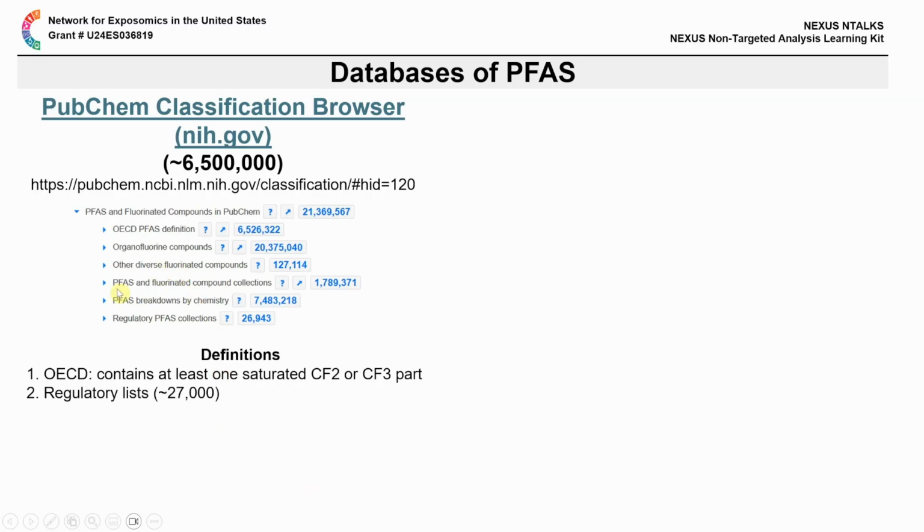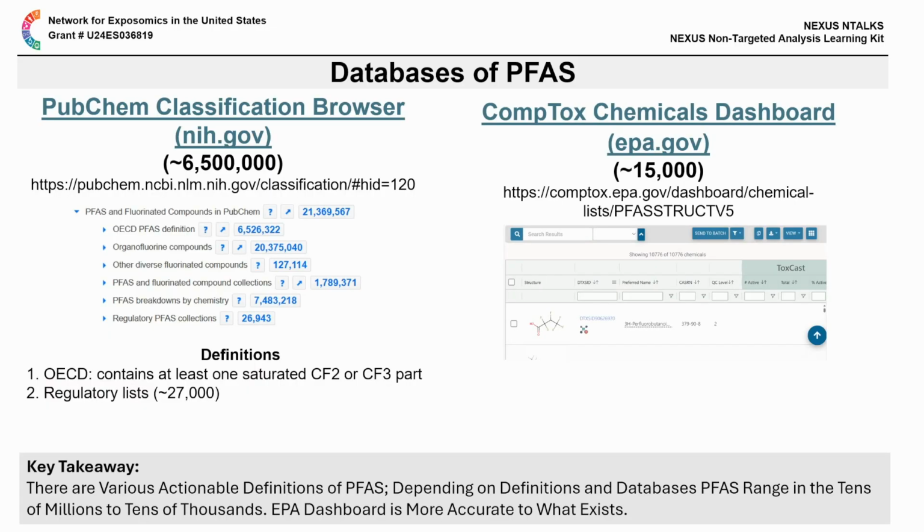On the other hand, let's say we're interested in regulation, then there are only 27,000 PFAS in the PubChem database that meet this criteria. And therefore, it's important to think, what is the purpose of my definition? Am I interested in regulation? Am I interested in the health effects of PFAS?